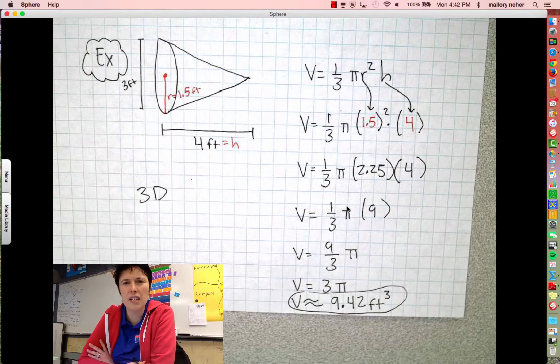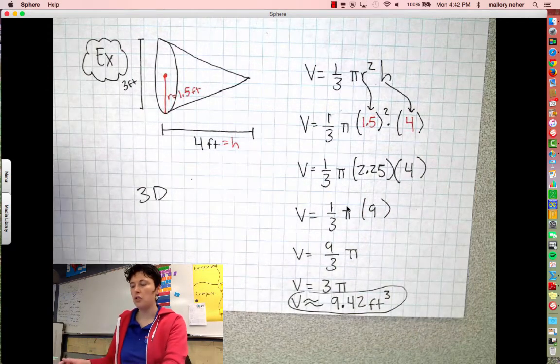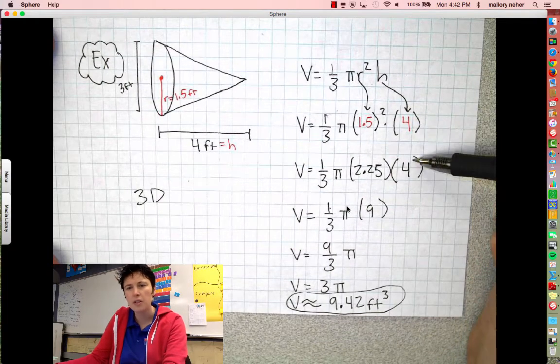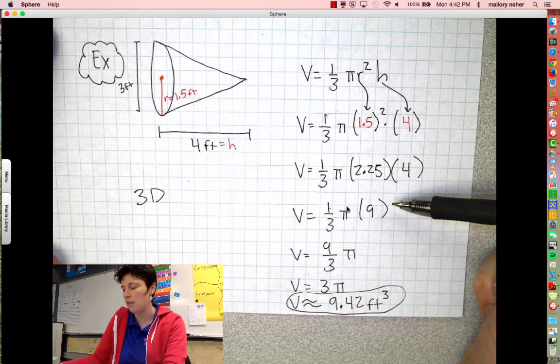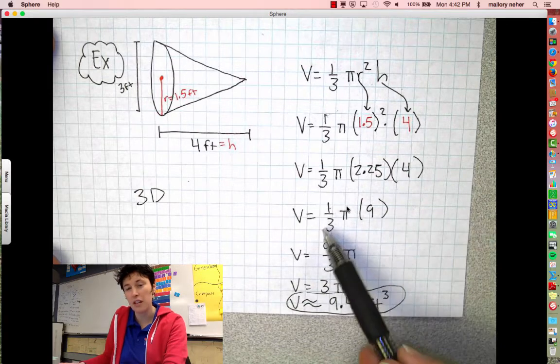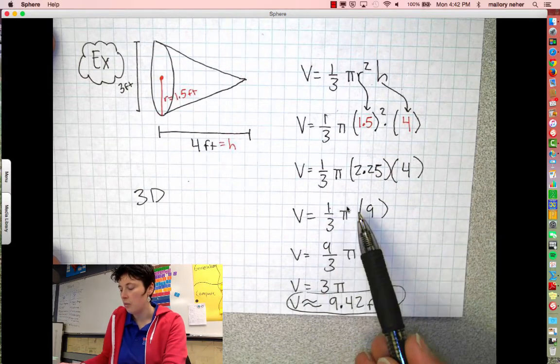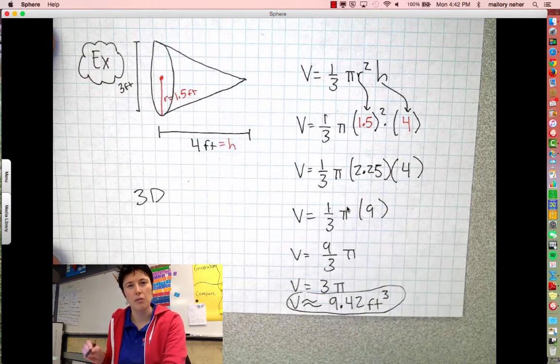The big idea in this video is just making sure you understand what the formula is, how to put the numbers in correctly, show your work, and remember when you get down to this part with the fraction, just go slowly, make sure you do 1 times 9 divided by 3, make sure you do it in the right order, and if you can do that, you're probably good to go. You probably can do this just fine.